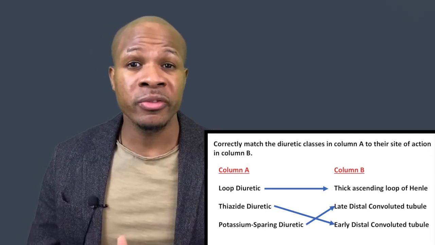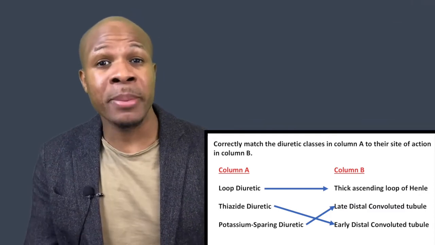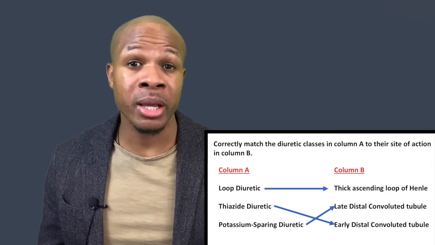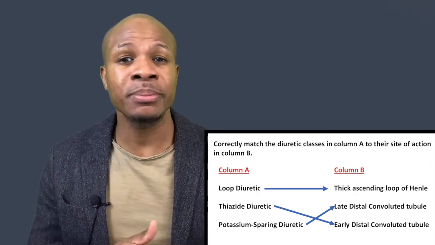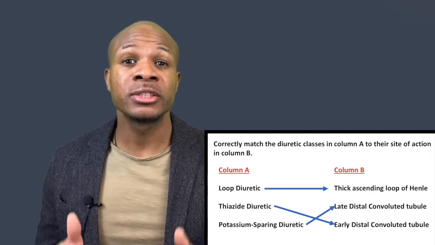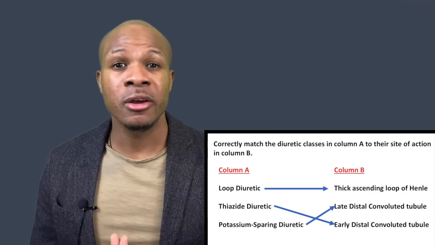Towards the end of urine flow, the body exchanges potassium for sodium. The kidneys take back some sodium and give up some potassium. But potassium sparing diuretics prevent this from happening because they stop the exchange of sodium for potassium towards the end of urine flow. So that's where potassium sparing diuretics are going to act. And these would be the correct matches for all 3 diuretic classes. Okay, so there you have it.